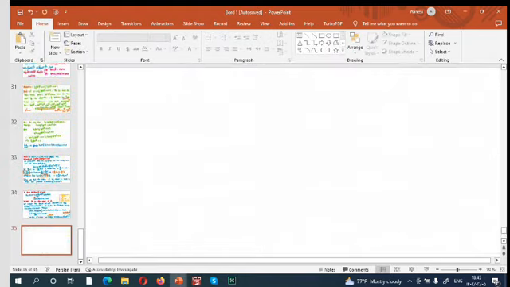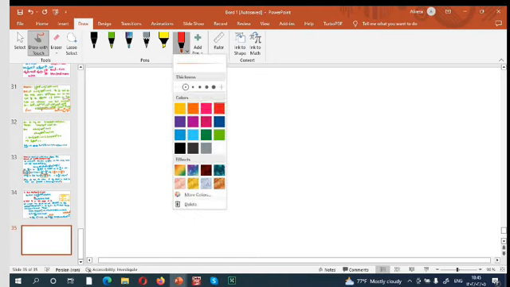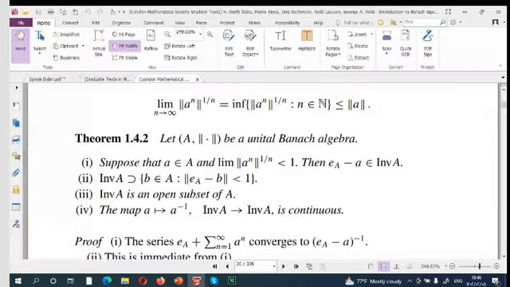And also we have these properties that the map from this set to itself is continuous. And this is this statement. Okay, this statement.